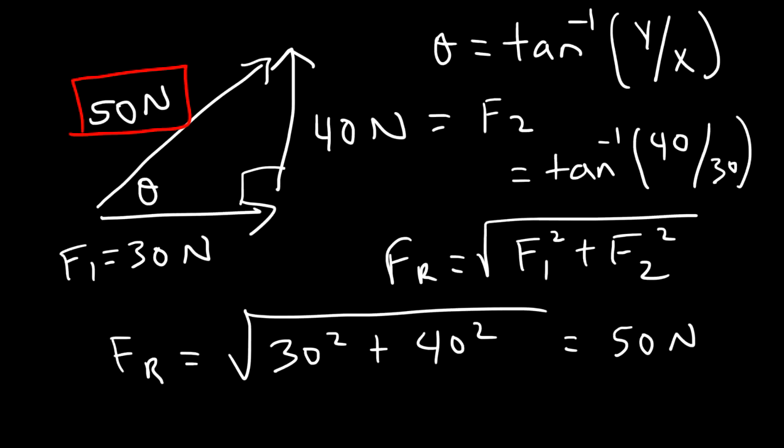The arctangent of 40 over 30 is 53.1 degrees. So we could say that the resultant force vector has a magnitude of 50 newtons and a direction of 53.1 degrees relative to the x-axis.